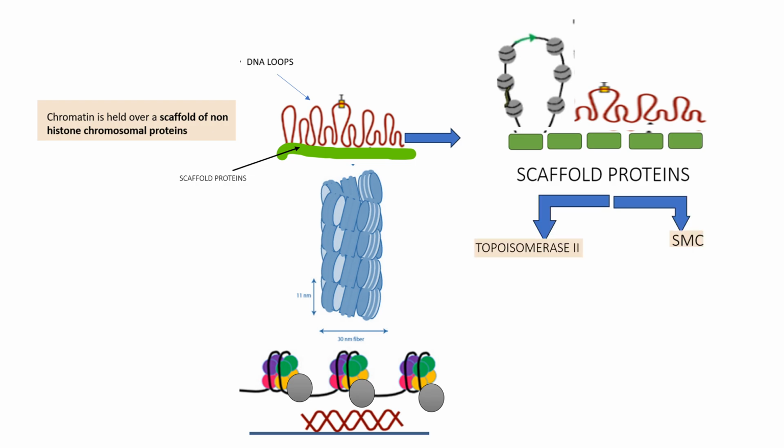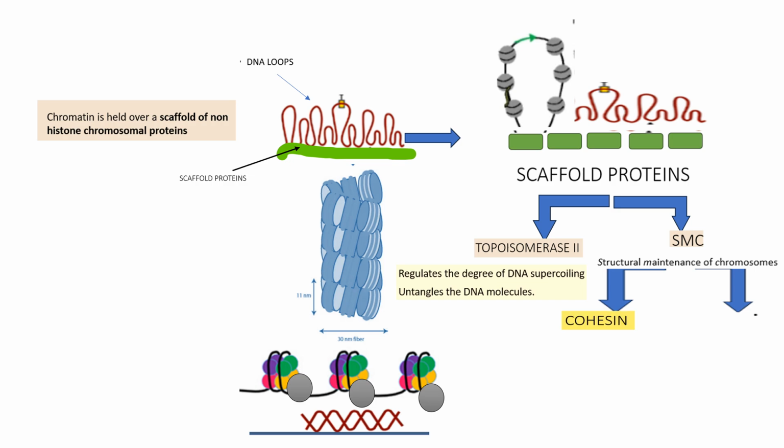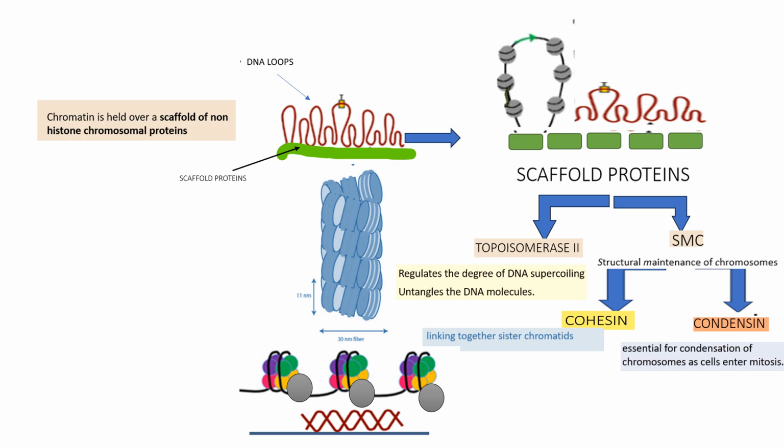Topoisomerase II and SMC proteins, known as structural maintenance of chromosomes. Topoisomerase II regulates the degree of supercoiling and also untangles the DNA molecule. SMC proteins are of two types, cohesin and condensin, in which cohesin is involved in linking together the two sister chromatids, and condensin is essential for condensation of chromosomes as cells enter mitosis.